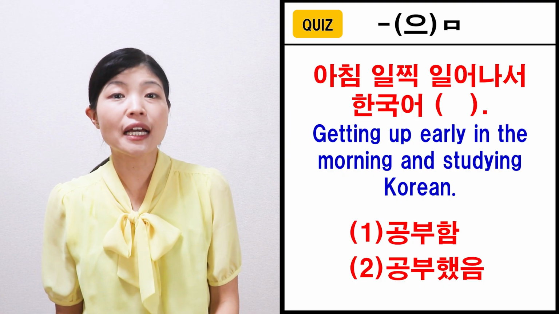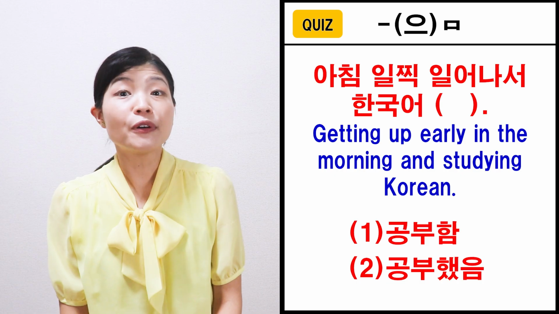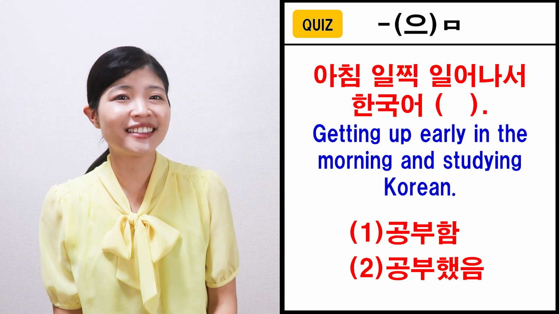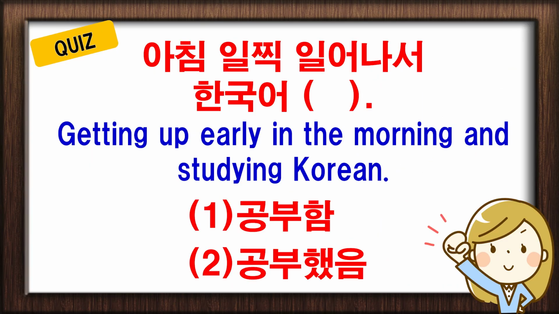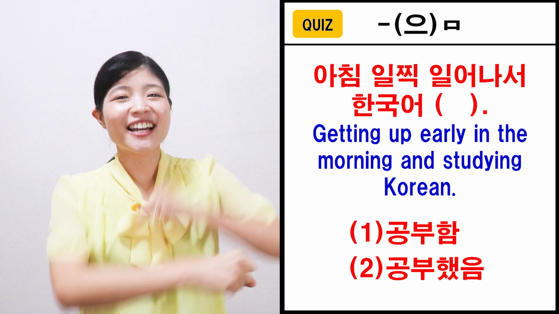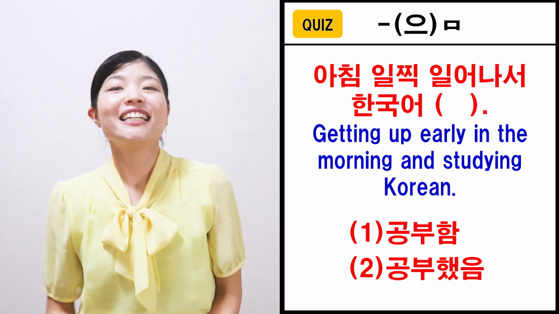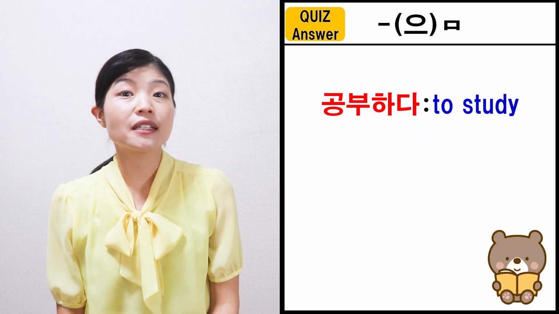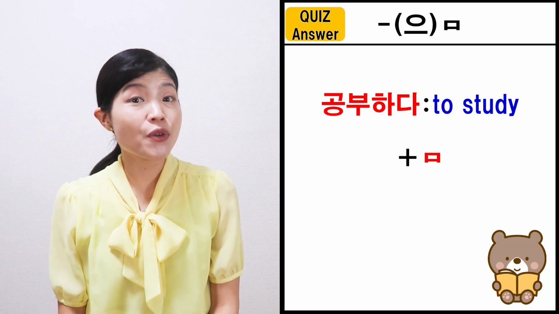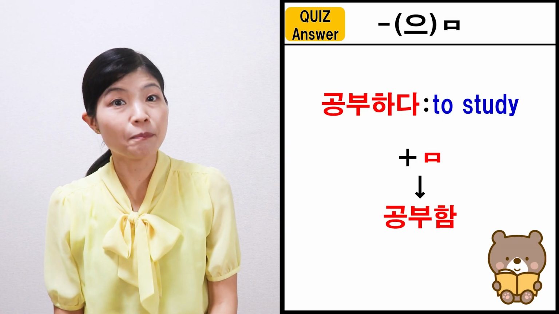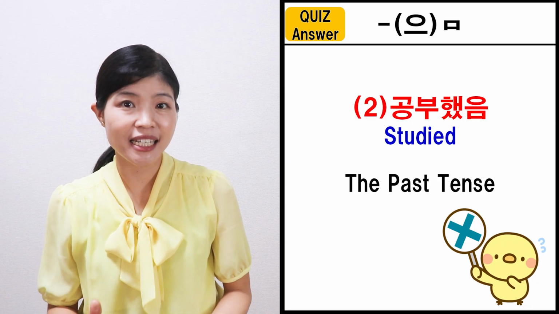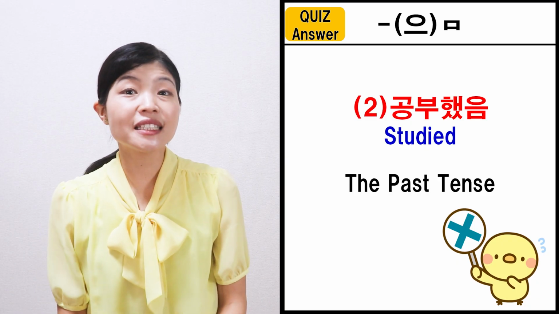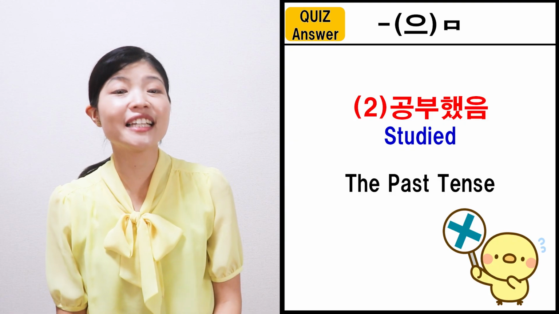아침 일찍 일어나서 한국어, getting up early in the morning and studying Korean. Number 1, 공부함. Number 2, 공부했음. The correct answer is number 1. 공부하다 means to study. You add 미음 to the stem to make 공부함. If you select number 2, 공부했음, it becomes studied, which is the past tense. Since the text is written in the present tense, it is incorrect.